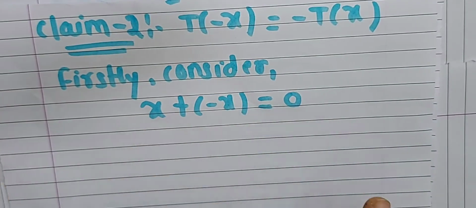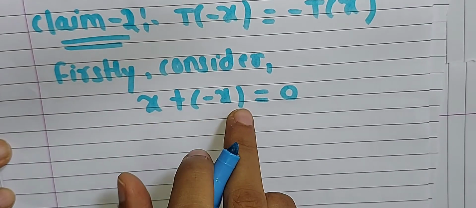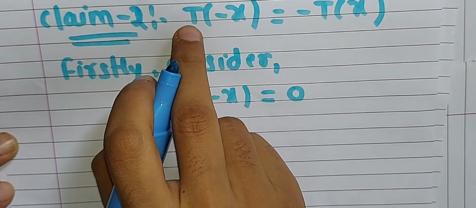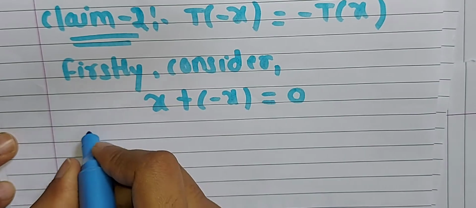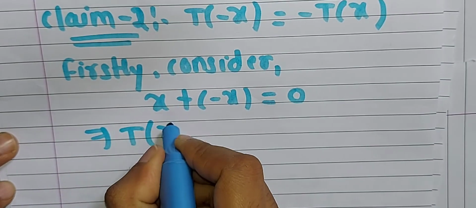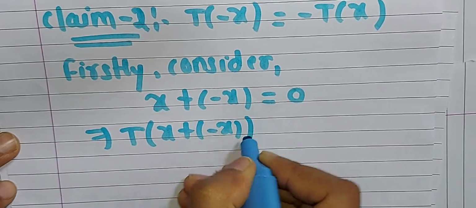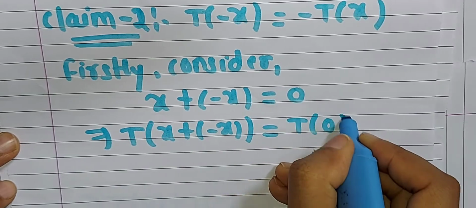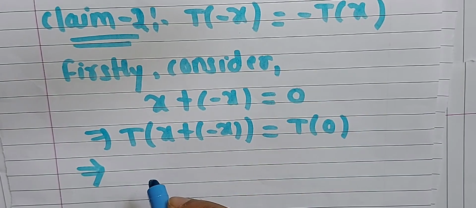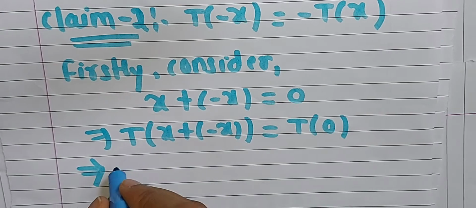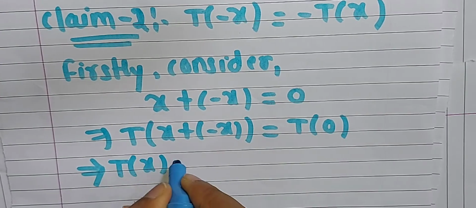Okay, so we have this condition, that is x plus (-x) is equal to 0. Now apply this transformation on both the sides, then we will get T of (x plus (-x)) is equal to T of 0. Okay, now with the help of the definition of transformation, this can also be written as T of x plus T of (-x).